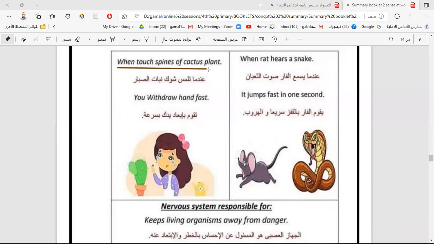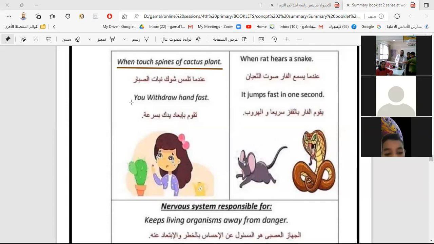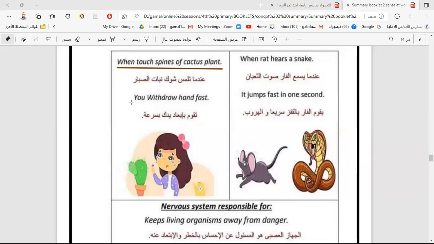For example, if you touch a thorn or a spine, what happens? Maybe part of a second, Muhammad. So when you touch a spine of a cactus plant, the sense organ here is the skin. This skin has nerve endings, in your fingers. The nerve endings feel this sensation and send the message to the brain through the nerves. It reaches first the spinal cord and then the brain.